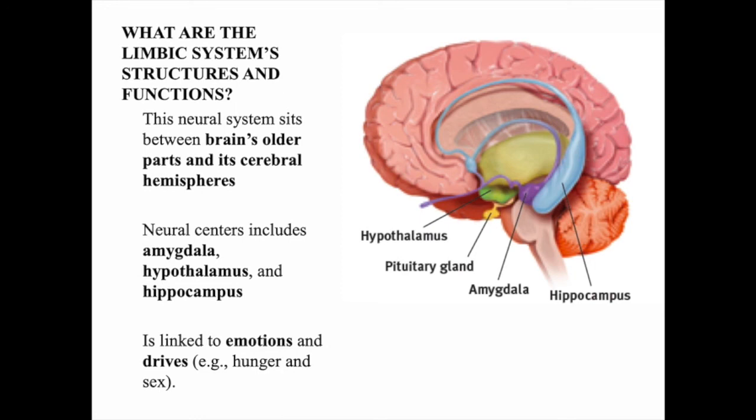So, for simplicity, I will include only the amygdala, the hypothalamus, and the hippocampus. But we could consider other structures, such as the olfactory bulb and other structures, such as the fornix. Collectively, they are thought to be helpful for emotion and learning and memory.